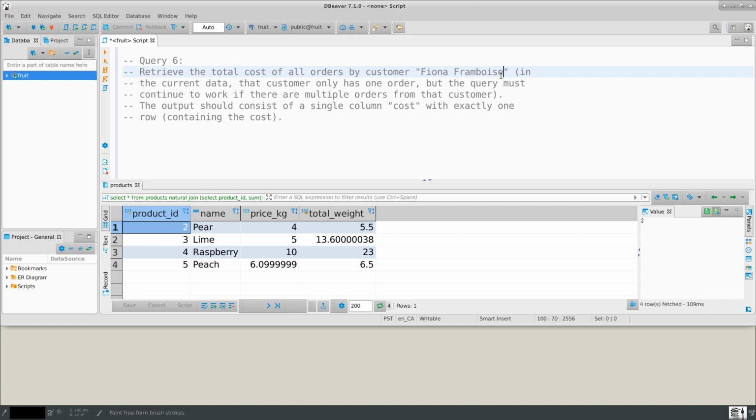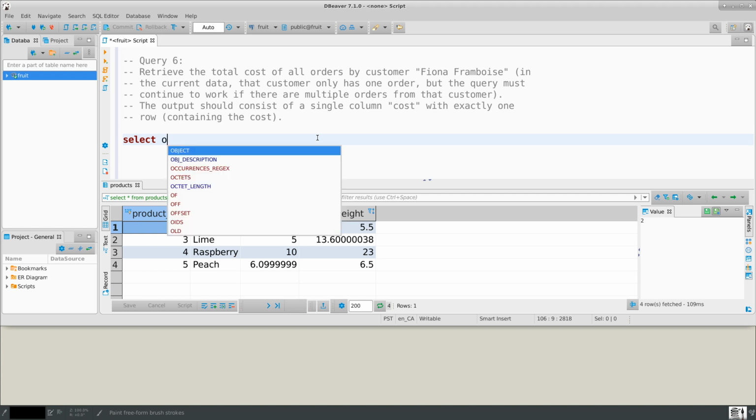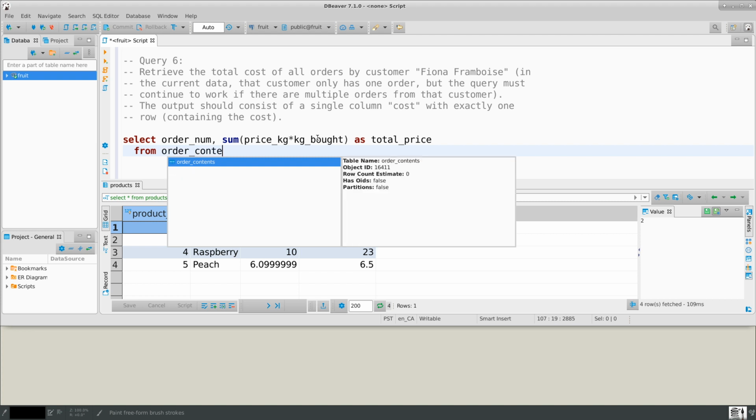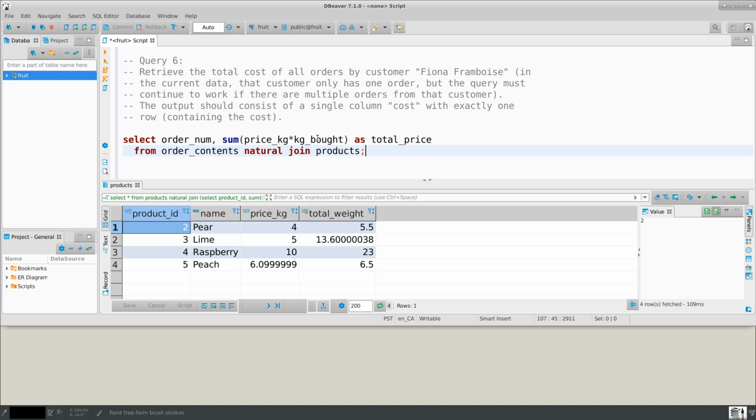And you may remember from a lecture, we went through an example of how to compute the total cost of an order. So you could think, what I need first is a table that computes the total cost of each order. I'm going to run through this example. My real answer is going to be the next one, but I'll run through this. So how do I compute the total cost of each order? Well, I want the total cost by order number, so I'm going to select order number, and then the sum of the price per item times the number of kilograms of that item that is bought as the total price from order contents, natural join products, group by order number.